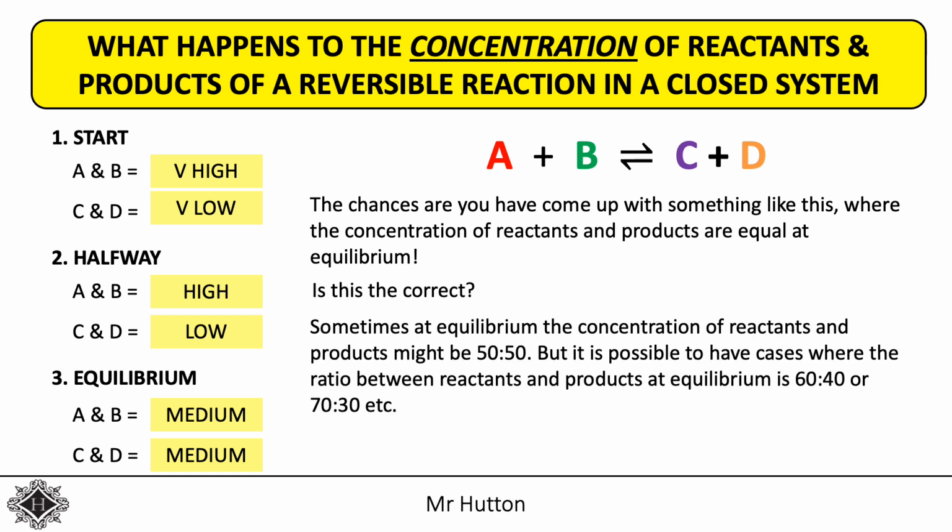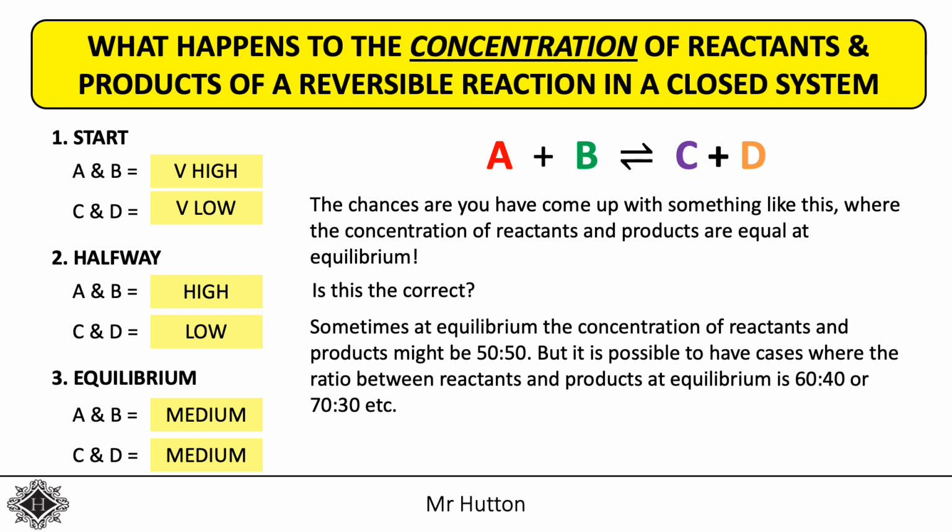Right, we're assuming in our reaction mixture that the concentration is going to be 50-50. Sometimes at equilibrium the concentration of reactants and products might be 50-50, but it is possible to have cases where the ratio between those might be 60-40 or 70-30. So remember, at equilibrium the rate of the forward and backward reaction is the same, but that doesn't mean the concentration of reactants and products is the same. Equilibrium is all about the rate being the same.